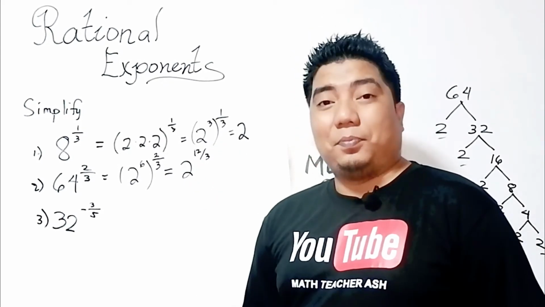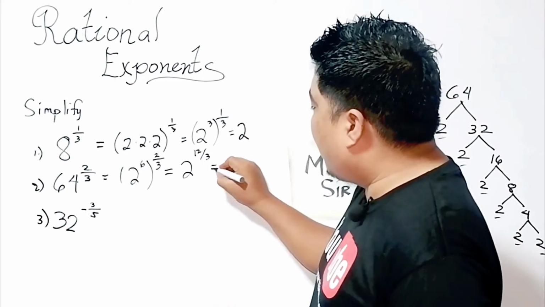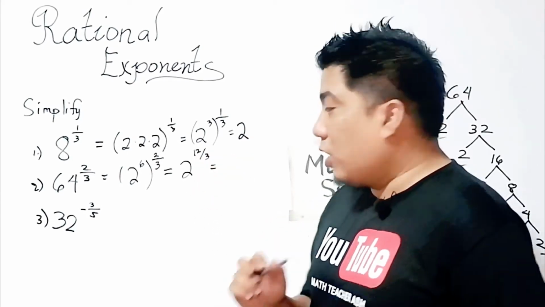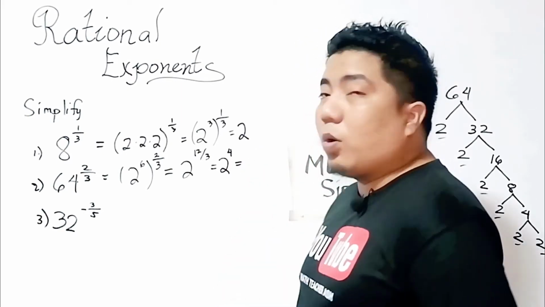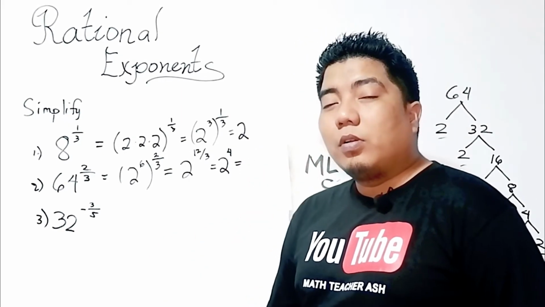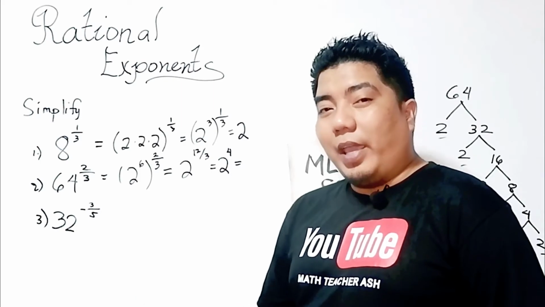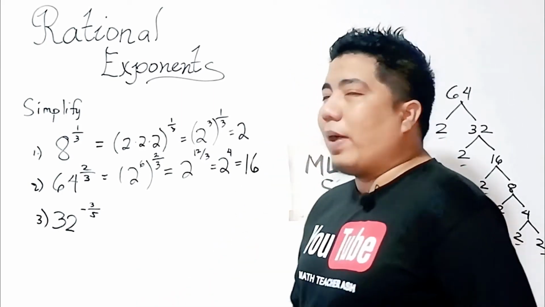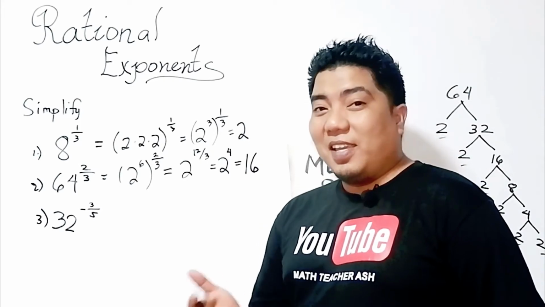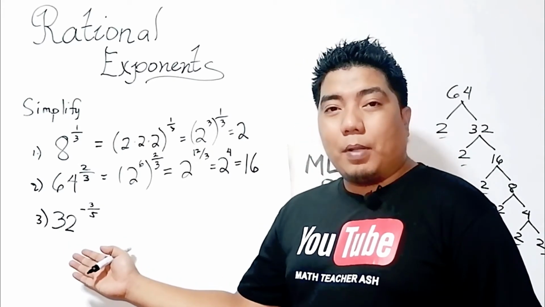12/3. And then you simplify 12/3. 12 divided by 3 is 4. So you will have 2 to the 4th, which is just equal to 2 times 2, 4 times 2, 8 times 2, 16. And that is your final answer. Easy, right? Now let us go to our problem number 3.